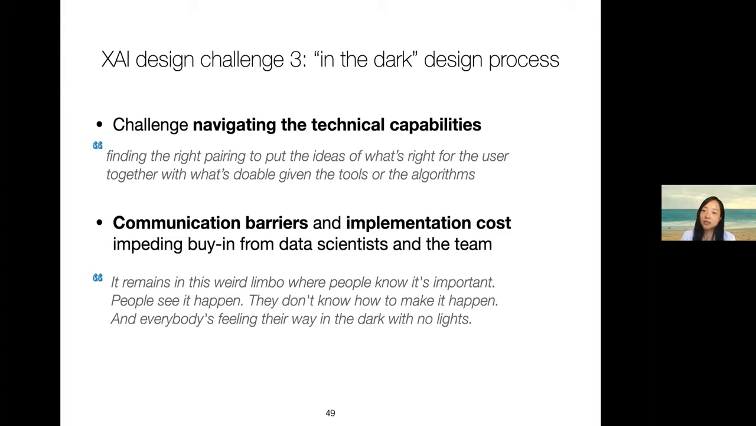One is that designers or practitioners in general have challenges navigating this technical space, given that it's still an emerging space. The challenge here is also that they need to find the right pairing between what's right for the user and what is feasible for the model, for the algorithm. To do so, they also need to get buy-in from data scientists and AI engineers, because the AI engineers are the people burdened with doing the extra implementation. But the problem is sometimes design can come too late. The model is already built. And there are also communication barriers, a lack of shared workflow, that really hinders getting buy-in from AI engineers and ultimately hinders the product team from investing in or prioritizing explainability features.